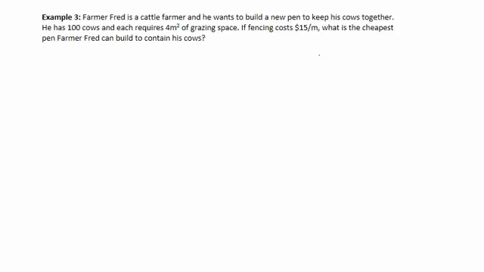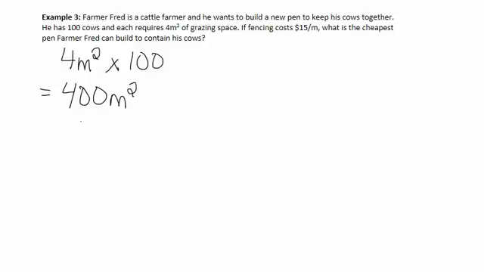First let's figure out how much grazing space he needs for all his cows. He needs 4 meters squared for each cow. There's 100 cows, so multiply it by 100. So the total area of this grazing space needs to be 400 meters squared. Since we're paying for this fence, it makes sense to create an optimal rectangle, because then we get the maximum amount of area for the minimal amount of perimeter, which is the minimal amount of fencing costs that we're going to have to buy.